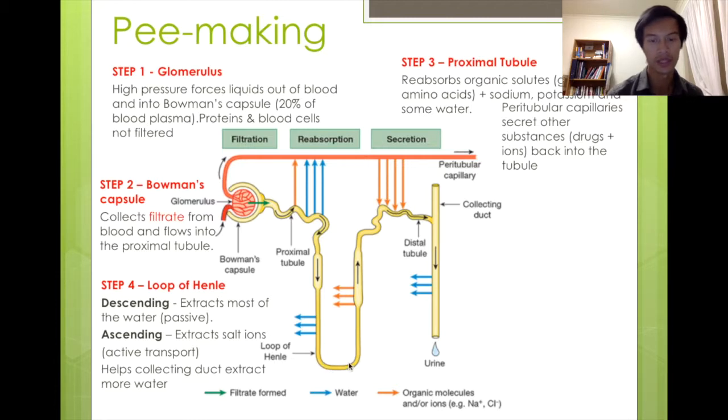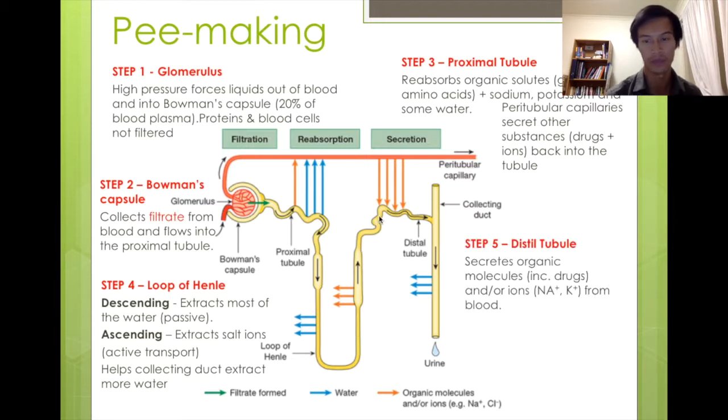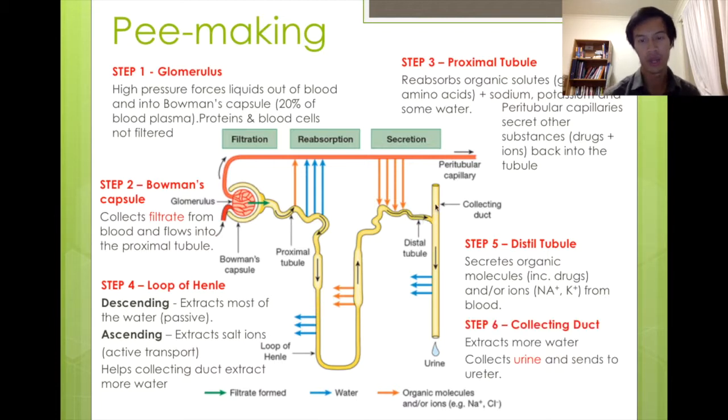As the arm goes back up, as it ascends, it extracts the rest of the salt ions, because the salt leaves and follows to where the water is, and then the filtrate gets collected into the distal tubule. In the distal tubule, any excess drugs and other ions unwanted by the blood get secreted into it. Finally, all of that goes into the collecting duct, which sends what is now called urine into the ureter, which then goes into the bladder.